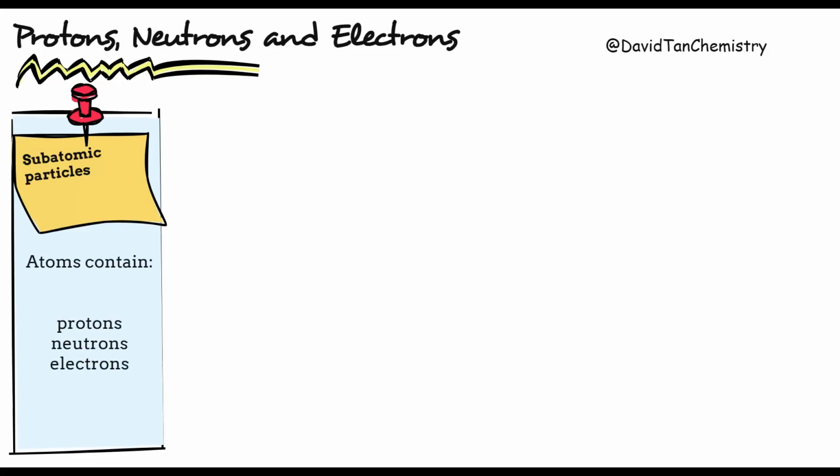Atoms are made up of even smaller particles. These are called subatomic particles. The three subatomic particles you need to know are protons, neutrons, and electrons. Protons and neutrons are found in the nucleus. Electrons are found outside the nucleus. Once you know where these particles are, their charges, and their masses, atomic structure becomes much easier.